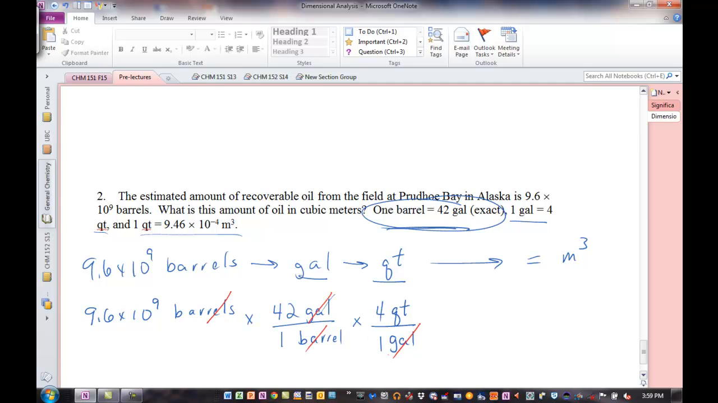And then, last step, we have to get from quarts to meters cubed. So we are going to put meters cubed up in the numerator. That's our desired unit. The unit that we want to cancel is quarts. And then let's just write in what we know. 1 quart is 9.46 times 10 to the negative 4th meters cubed.